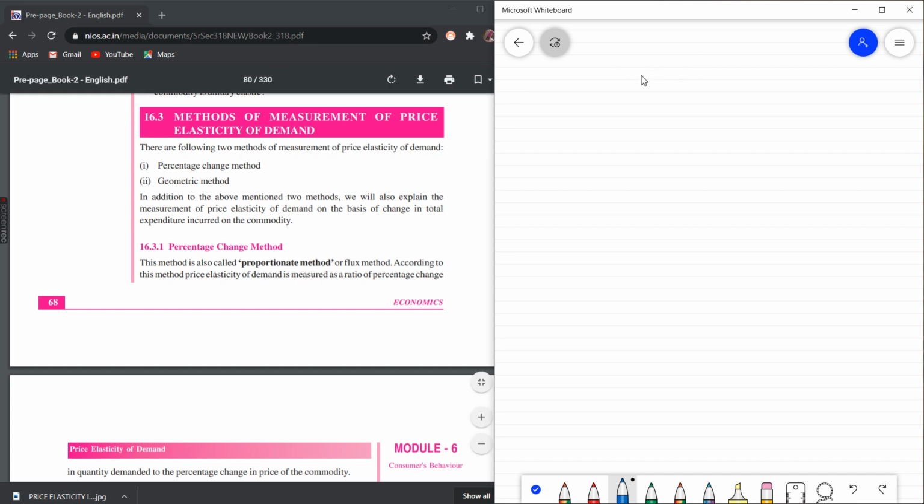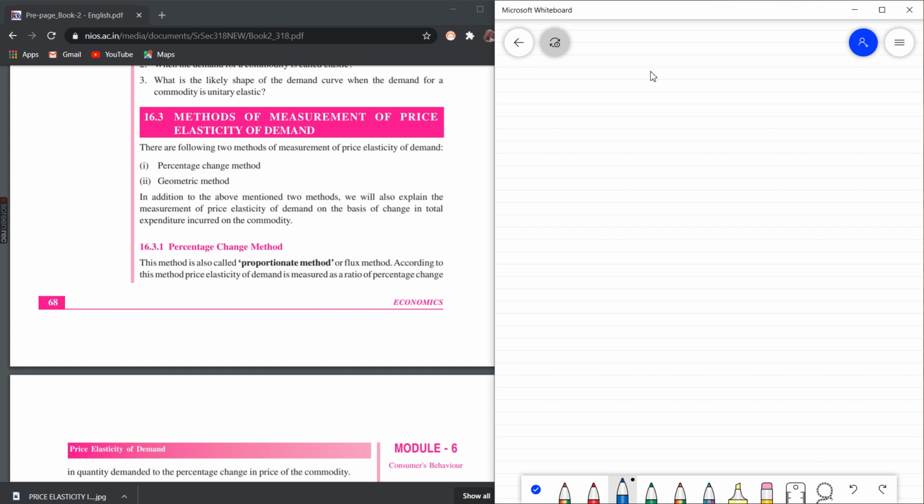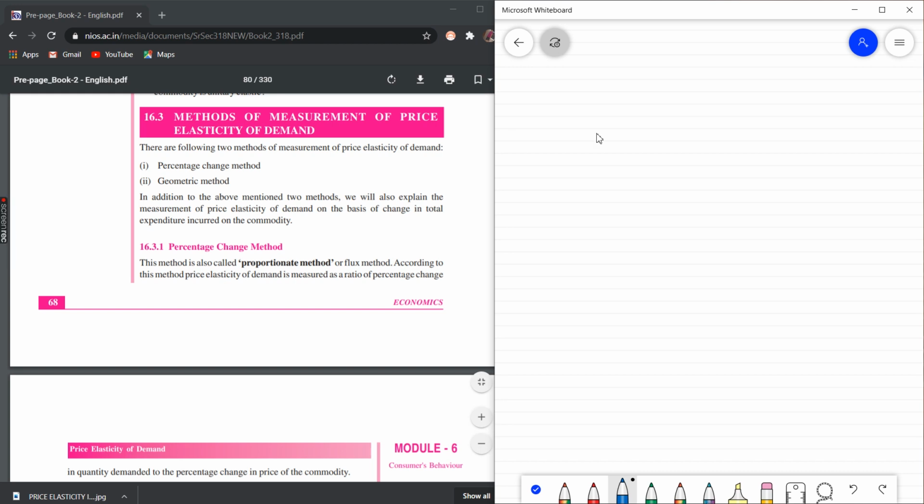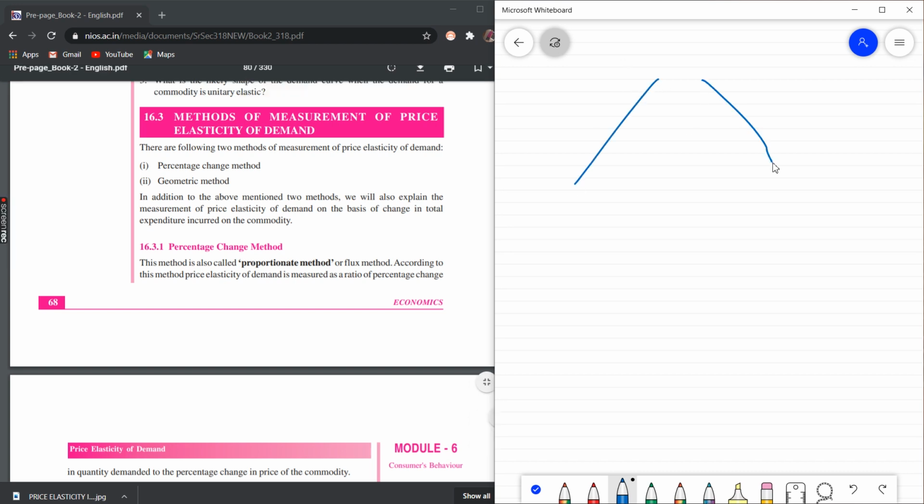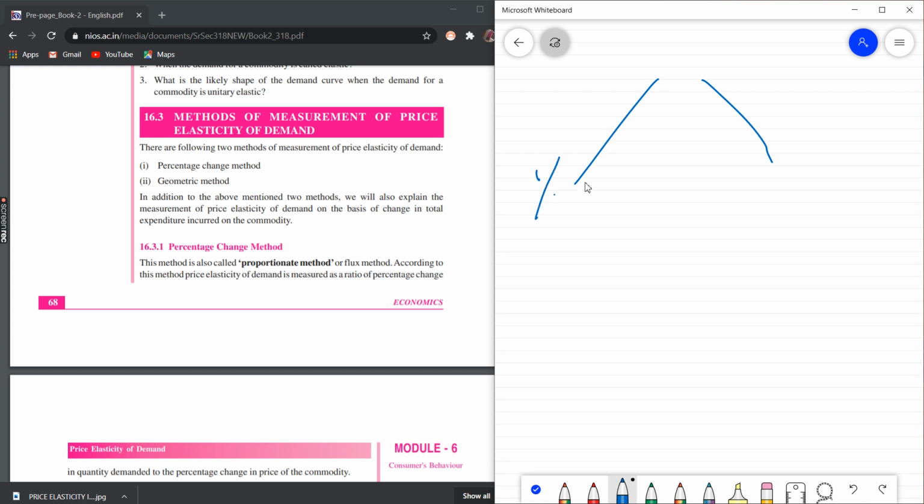So there are two methods of measurement of price elasticity of demand. One is the percentage change method and the other one is the geometric method.